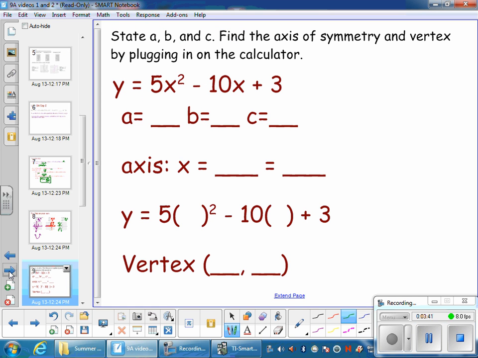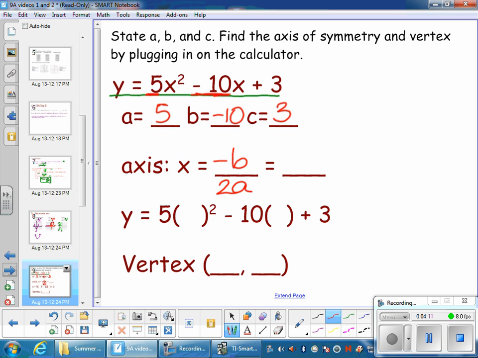Now we're going to work more with the vertex, and instead of giving a graph, we're only going to be given an equation in standard form. So the first thing you need to do is identify your a value, your b value, and your c value. So a is the value in front of the x squared, so it's 5. B is the value in front of the middle term, x, so that's -10, and you must include the signs. And C is 3.